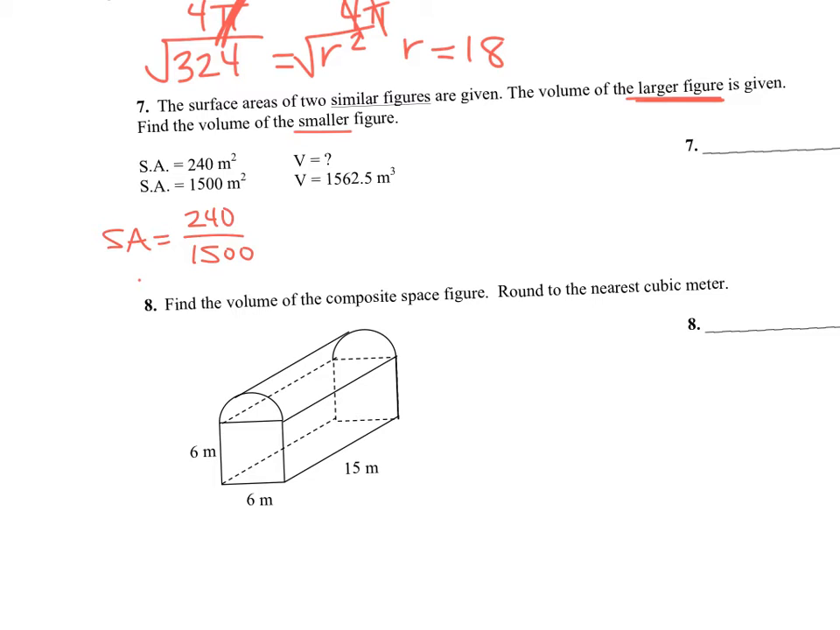Well, right off the bat, you could divide by 10. 24 over 150. 4 over 25? Yeah. Do you know how to do that on your calculator? How do you do it? And then you kick the fraction to decimal, right? So if you just divide the number, and then there's a button on your calculator.